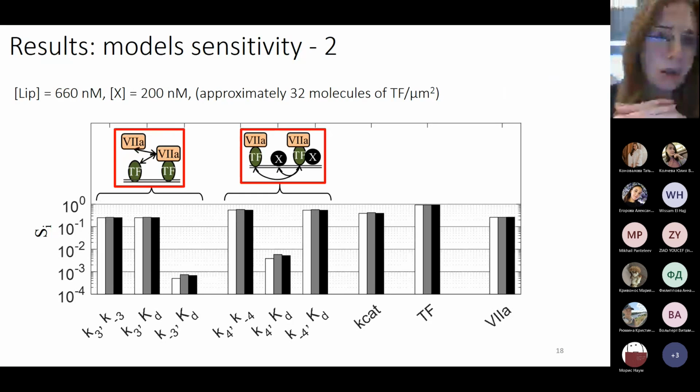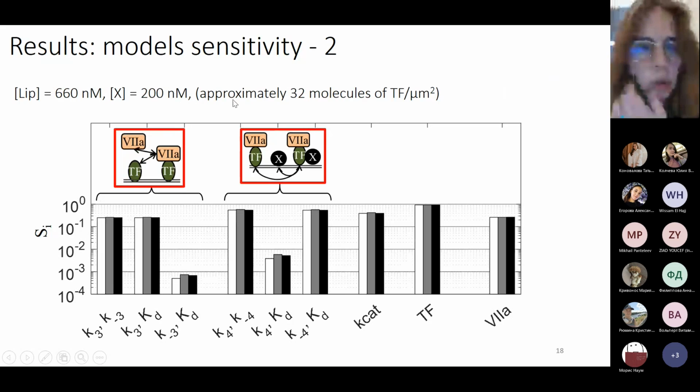The other conditions are the so-called high lipid, high factor 10 concentrations. We have quite a high concentration of lipid and a high concentration of factor 10. And because tissue factor concentration is the same, we have a low tissue factor surface density. In those conditions, the model demonstrates the best sensitivity for the tenase formation parameters and ternary complex formation parameters.